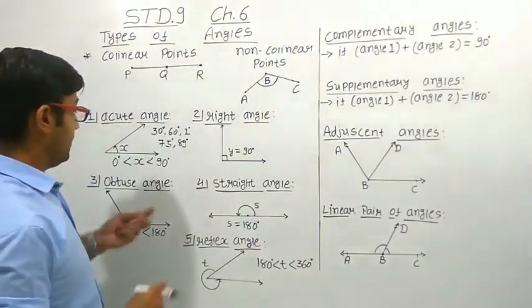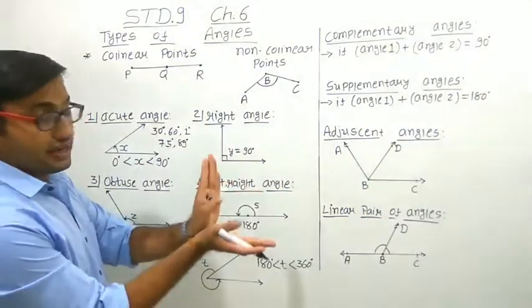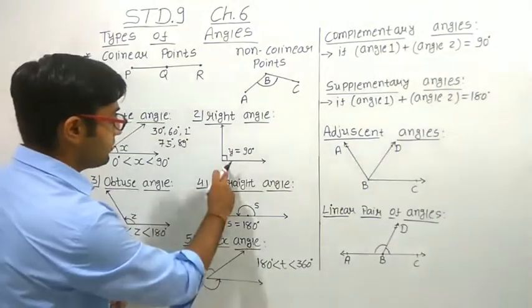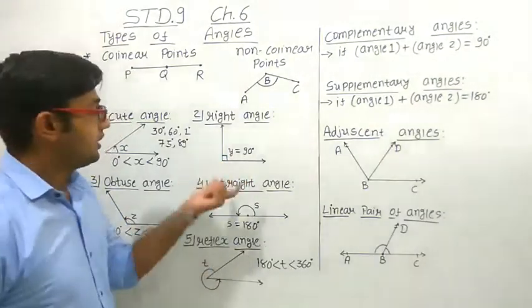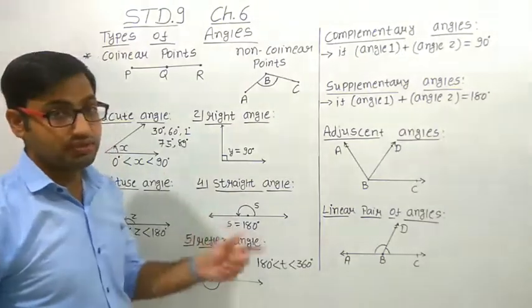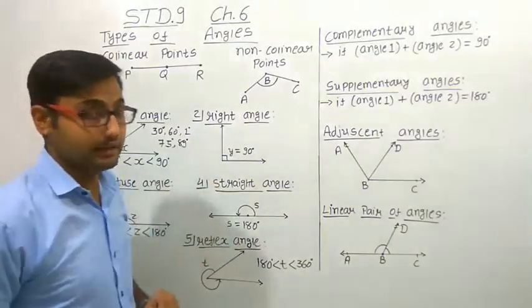Okay, now the second type is the right angle. What will happen if the angle is exactly 90 degree? Suppose this angle is y, then y equals 90 degree, and that is called a right angle. The angle value must be exactly 90 degree.